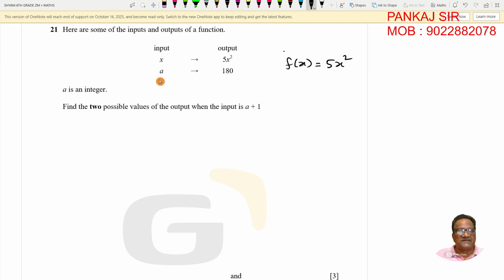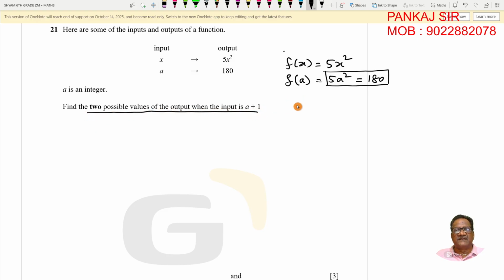Right. Now when the input is a, so when instead of x it is a, so it has to be pi into a square. Okay. And this is equal to 180. So basically you are getting this pi a square equal to 180. Right? A is an integer. Now find the two possible values of the output when the input is a plus 1. So when the input is a plus 1, what should be the output? Okay, so two values you have to find out.